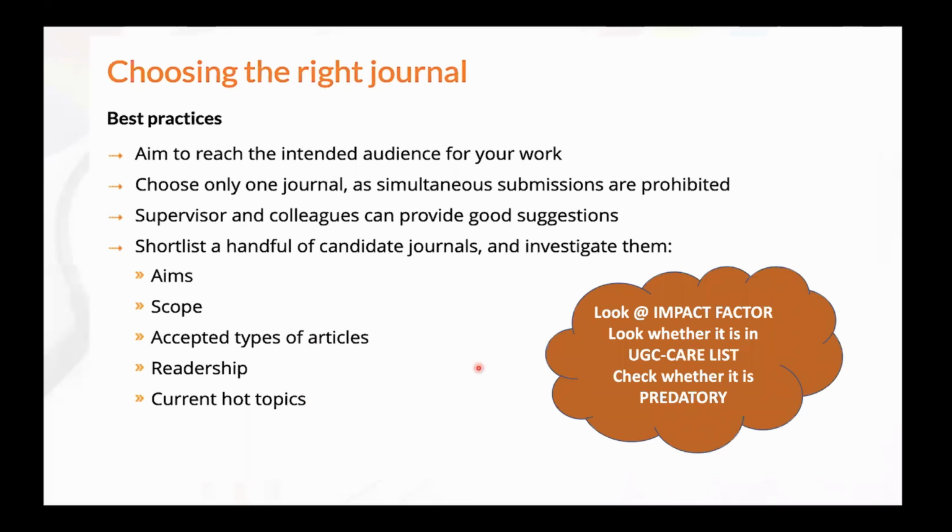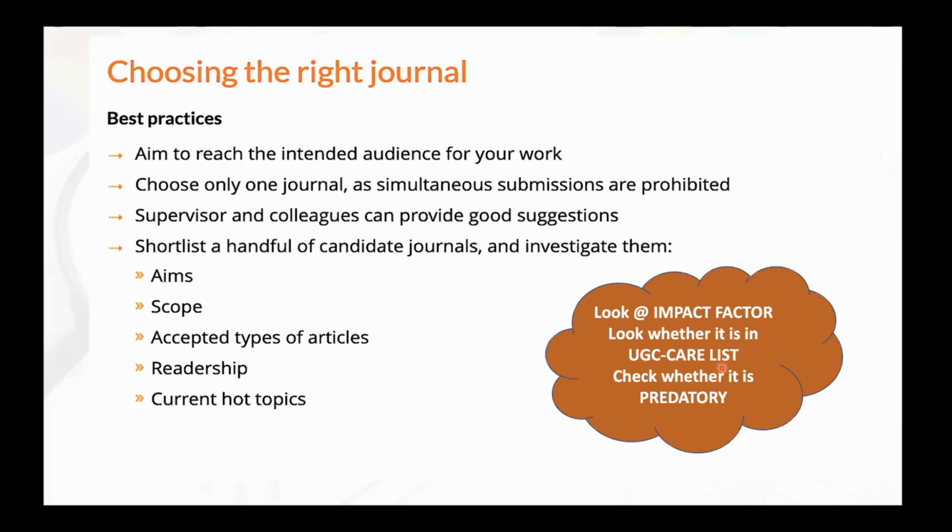Okay. And for the youngsters, I always advise you, if you are a beginner, choose a good quality journal based on the Scopus search, and then look at the impact factor, and then look at the quality. And if you are a university student or a college student in India, and you have to publish a paper, publish in a journal which is in the UGC CARE list. You always check with the UGC CARE list.